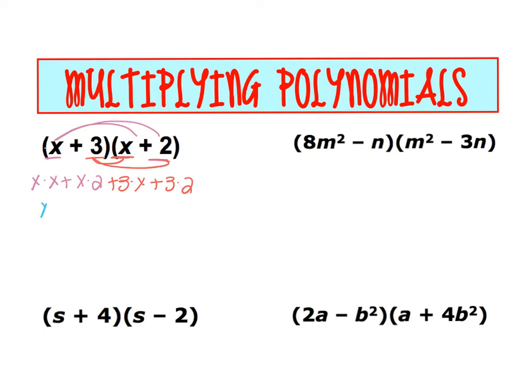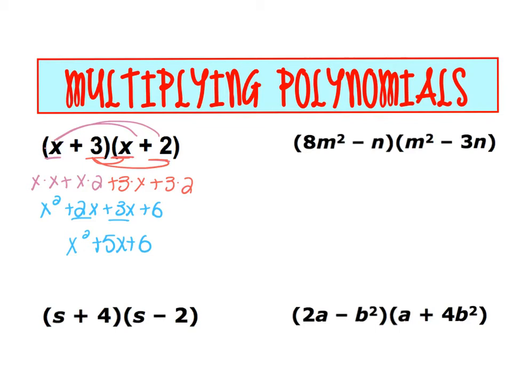Then I can multiply all of those together. x times x is, of course, x squared. x times 2 is 2x. 3 times x is 3x. And 3 times 2 is 6. Then I can combine like terms to finish simplifying, because I can combine that 2x and the 3x. I get x squared plus 5x plus 6 as my final answer.